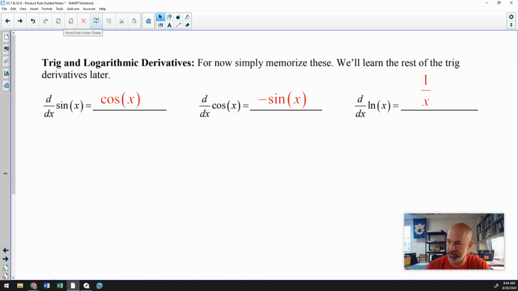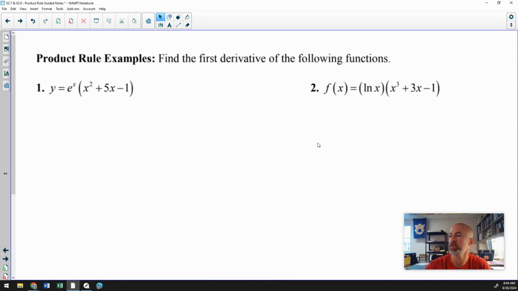Like there's also a derivative for tangent x and cotangent x and secant x and cosecant x and your inverse trigs. We're going to add a lot to this, but this is all for now. So write that down, and let's look at some examples where we need to use the product rule.